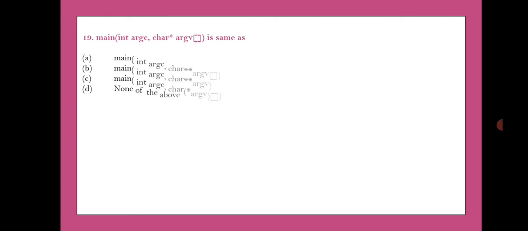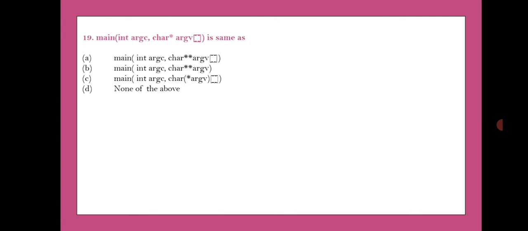Let's move on to the next question. Main int argc is the same as which of these expressions? This we already discussed in our C sessions, embedded C FAQs. So it is the same as B. Main int argc, character double pointer argv without braces. This is equivalent. Hence the answer is B.